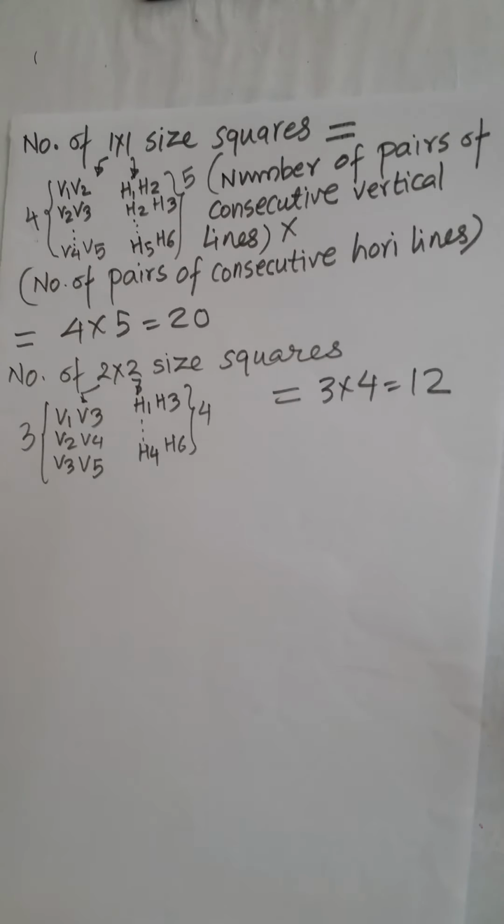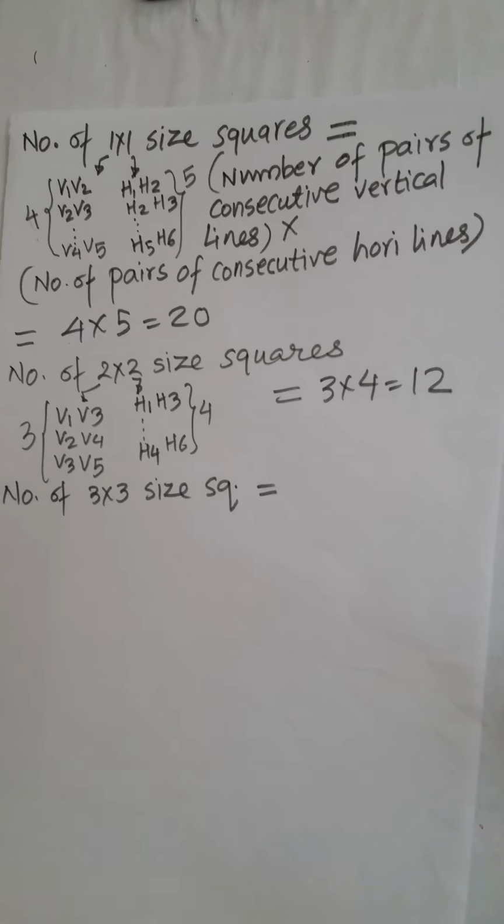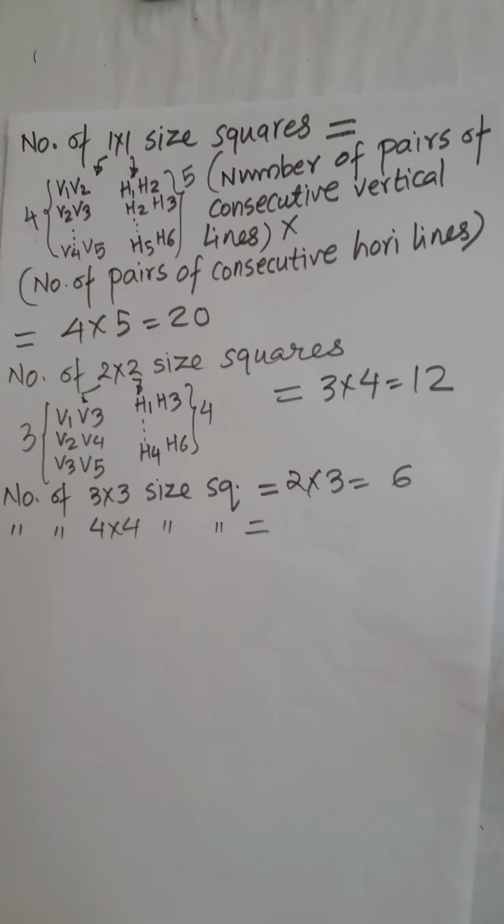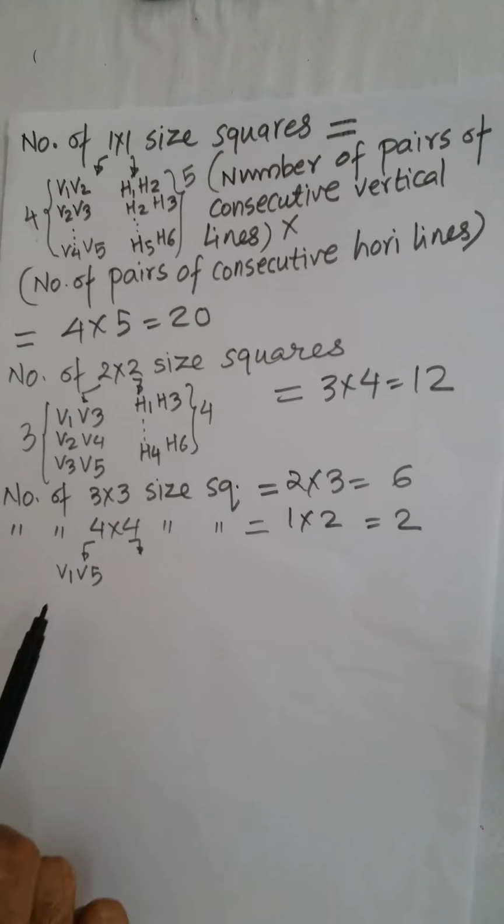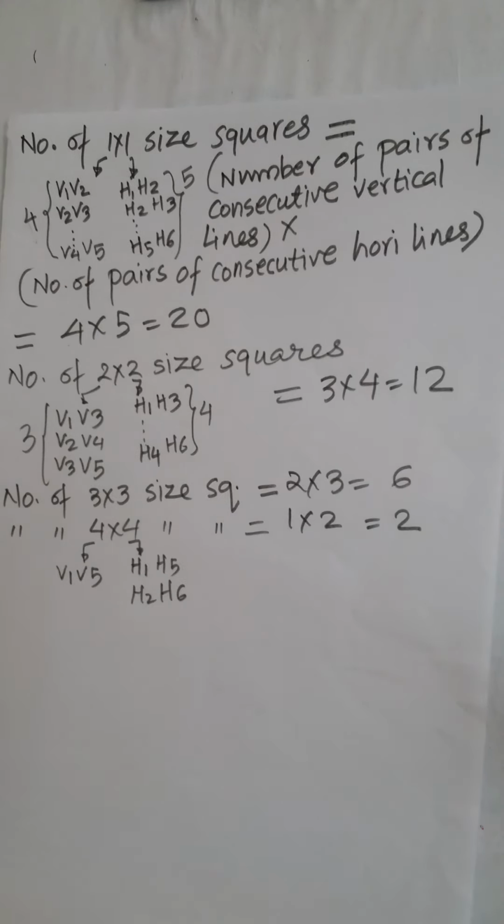Similarly, we can see there is a pattern: 1 less is 3, and 5 less 1 is 4. So can we directly write the number of 3 by 3 size squares as 2 into 3? Yes. Similarly, can we write the number of 4 by 4 size squares as 1 into 2? Yes, vertical v1 v5 has 1 possibility, and for horizontal there are 2 possibilities. So 1 into 2 is 2.